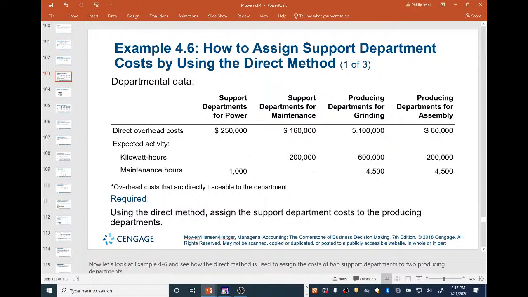Over 600,000 plus 200,000. Right, because it's the total kilowatt hours for the grinding department over the total hours for both the grinding and the assembly department. So 600,000 out of 800,000 is obviously 0.75. Same thing, the 0.25 came from the assembly. Total kilowatt hours is 200,000, out of the 800,000 for both the grinding and the assembly, the producing departments. That gives us the 0.25.